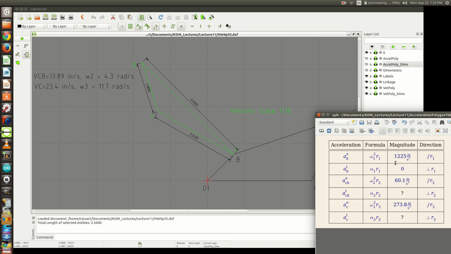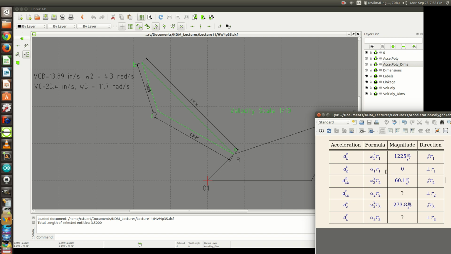In this case, I've already filled out what we know in this acceleration table. The normal acceleration of point B is equal to 35 radians per second squared multiplied by the length of that particular link, which is 1 inch. So we know that it's 1,225 inches per second squared for the normal acceleration.